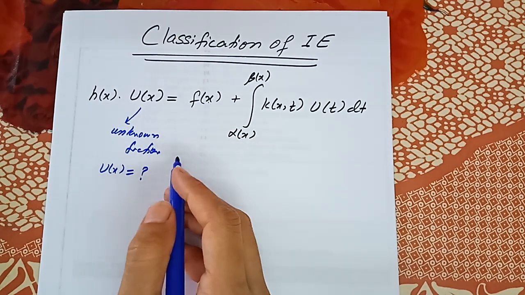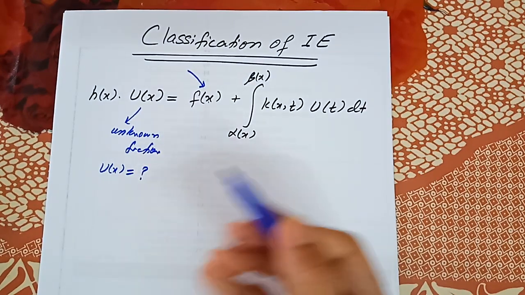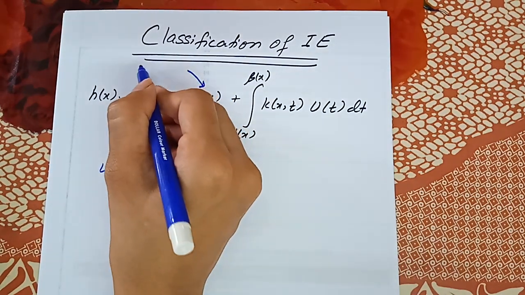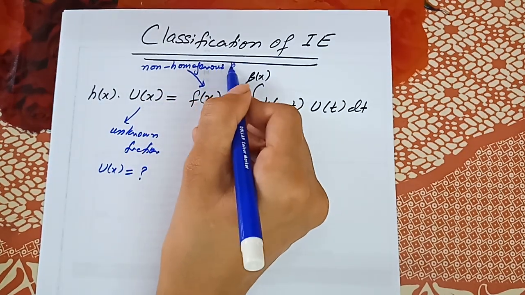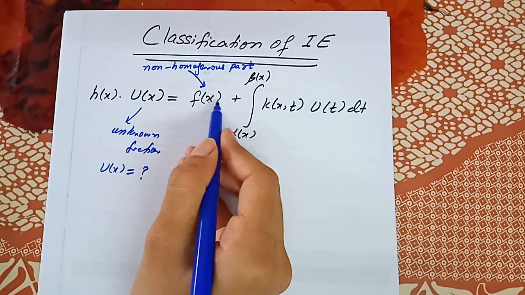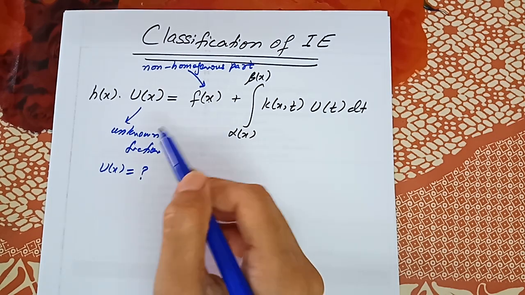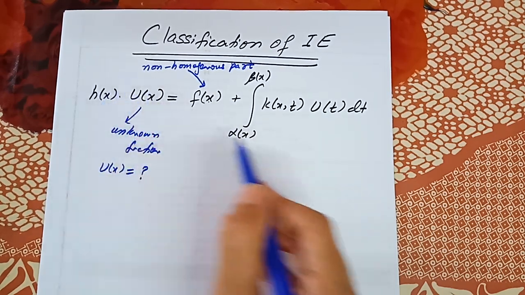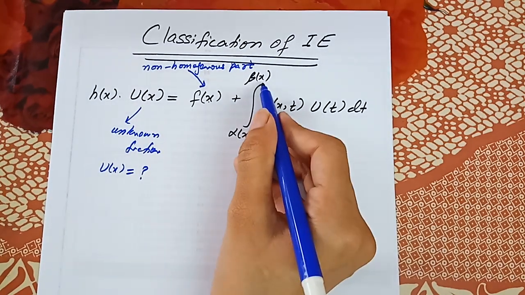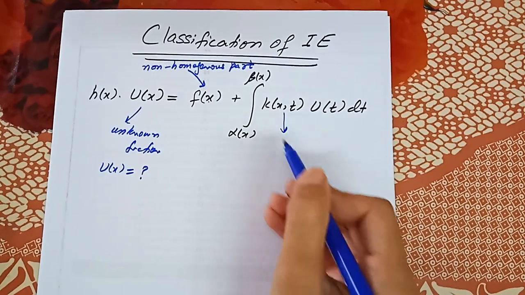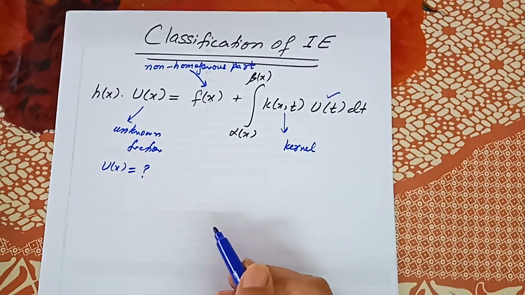This f of x is basically a term that is making up any integral equation, homogeneous or non-homogeneous. This is your which part? Non-homogeneous part. If f of x is present, then this is your non-homogeneous integral equation. And if f of x is absent, f of x is 0, then this integral equation will be your homogeneous integral equation. Alpha of x and beta of x are the limits of integration. K of xt is the kernel of integral equation. U of t is your unknown function.